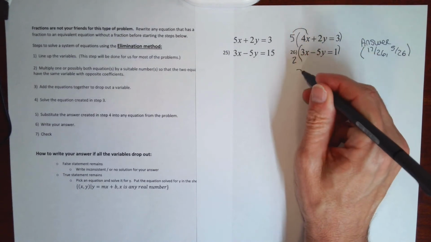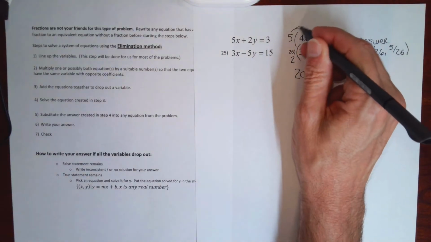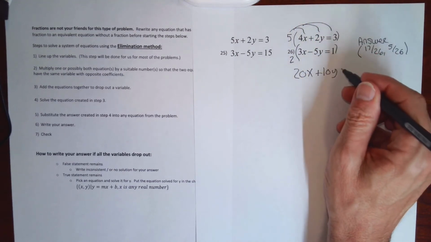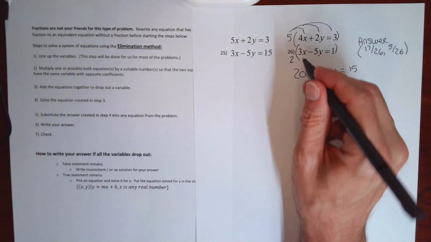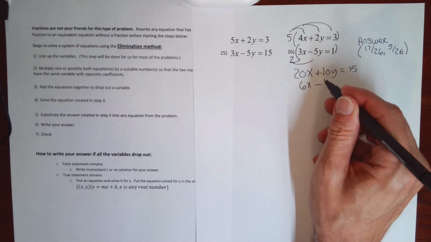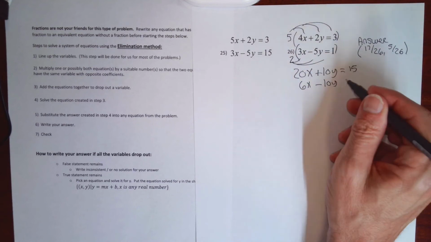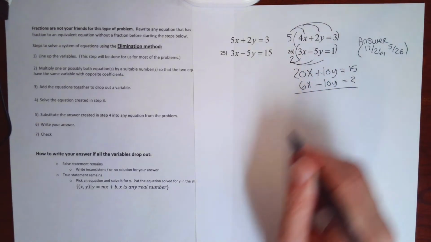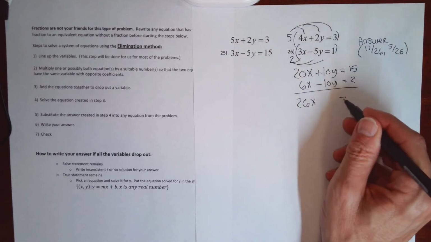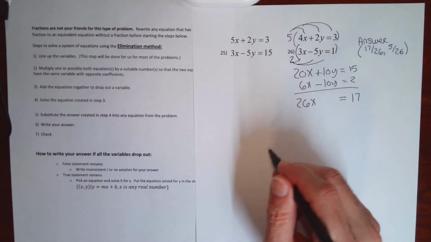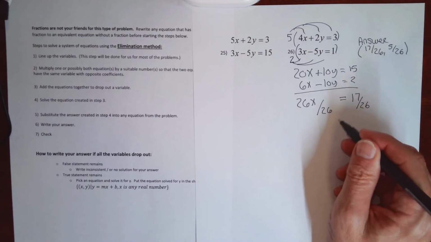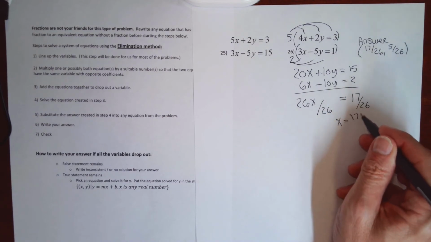5 times 4x is 20x. 5 times 2y is plus 10y. 5 times 3 equals 15. Bottom by 2. 2 times 3x is 6x. 2 times minus 5y is minus 10y. 2 times 1 is 2. Add these together. 20x plus 6x is 26x. I cancel the y's. 15 plus 2 is 17. Divide by 26. x equals 17 over 26.